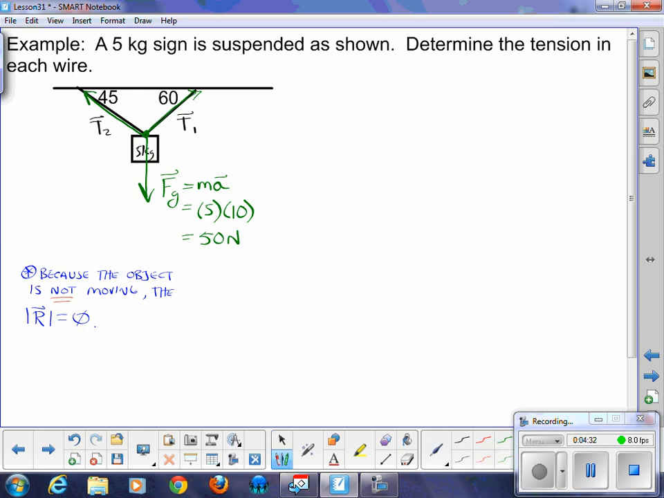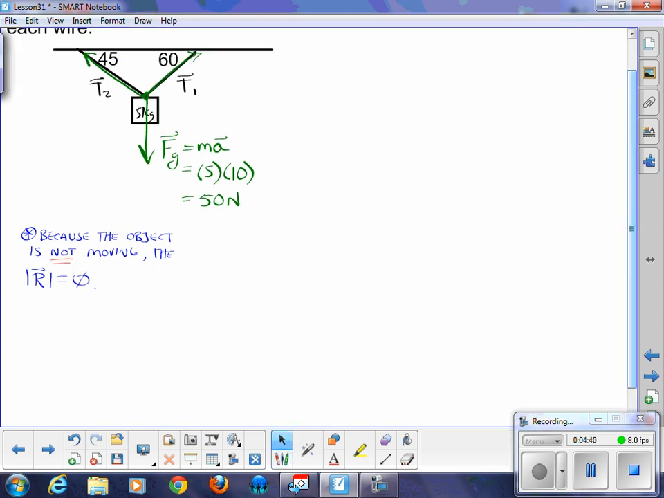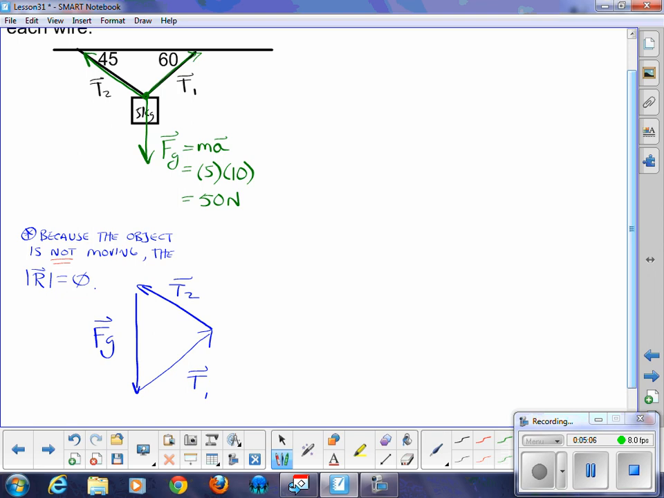I'm going to do this one geometrically just to show you that sometimes it is quicker to do geometrically. If I draw those three vectors, because they add up to 0, the three vectors have to form a closed triangle, because the head and the tail have to be in the same location when you add the vectors together. So I draw in T1 in that direction, T2 is going to be in this direction, and then the force of gravity will close the triangle off for us.